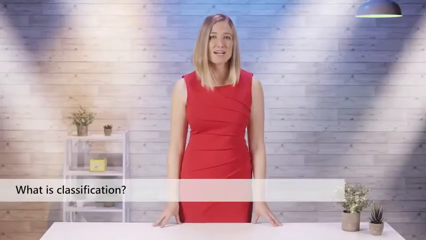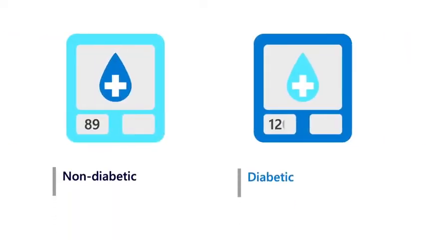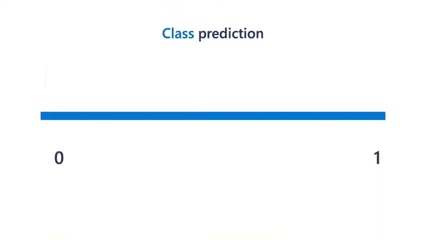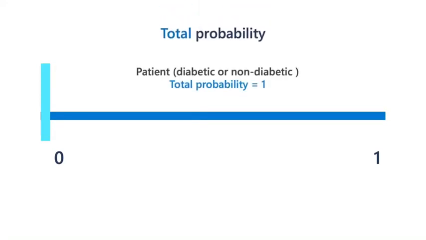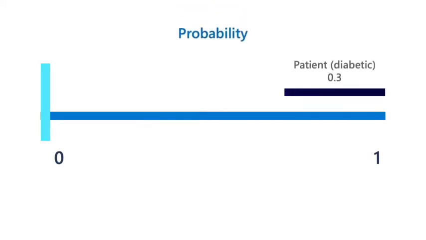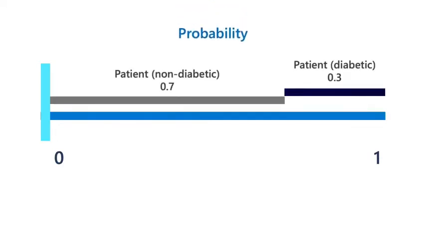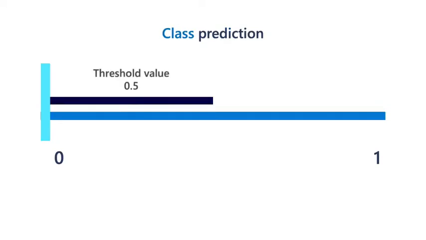Binary classification is classification with 2 categories. For example, we could label patients as non-diabetic or diabetic. The class prediction is made by determining the probability for each possible class as a value between 0, impossible, and 1, certain. The total probability for all classes is 1, as the patient is definitely either diabetic or non-diabetic. So, if the predicted probability of a patient being diabetic is 0.3, then there is a corresponding probability of 0.7 that the patient is non-diabetic. The threshold value, usually 0.5, is used to determine the predicted class.